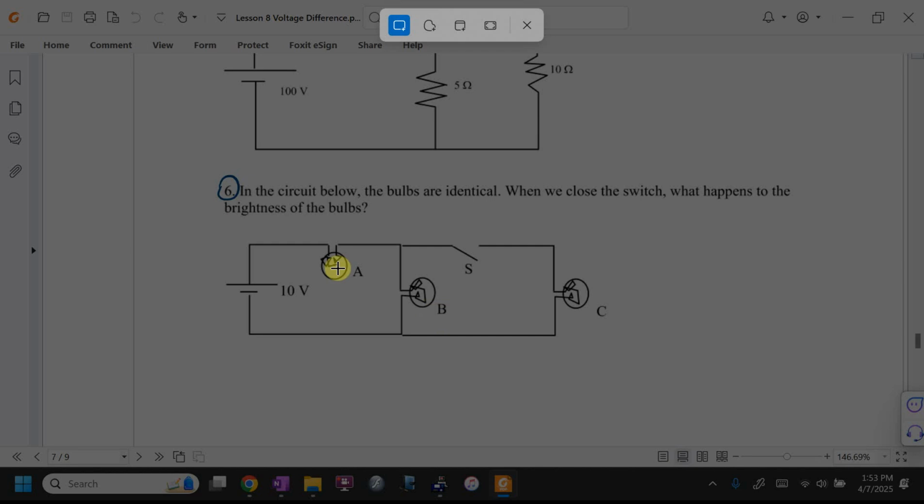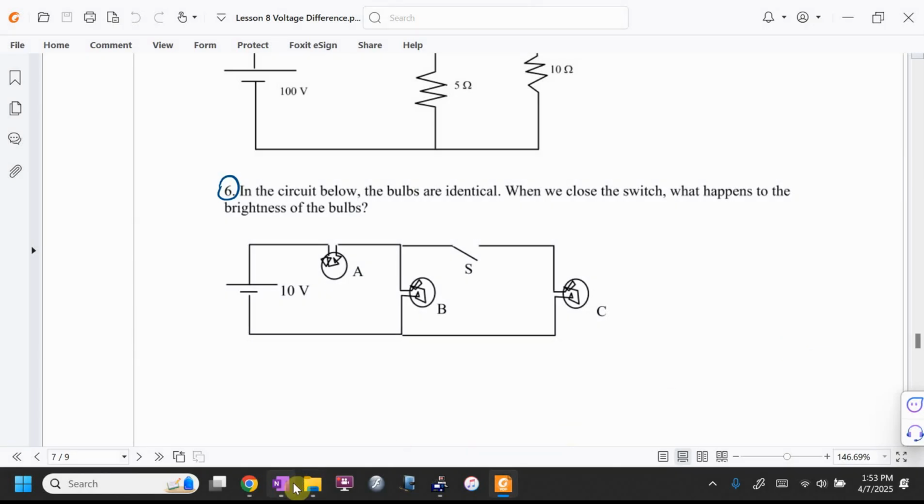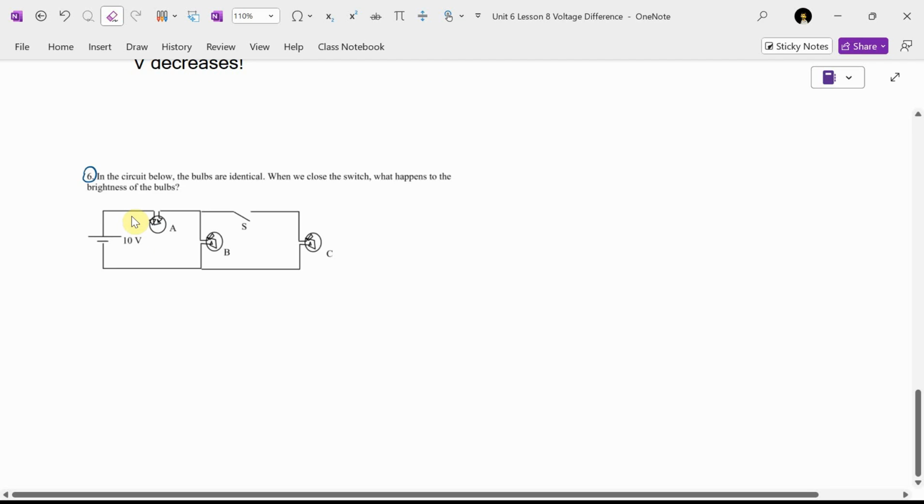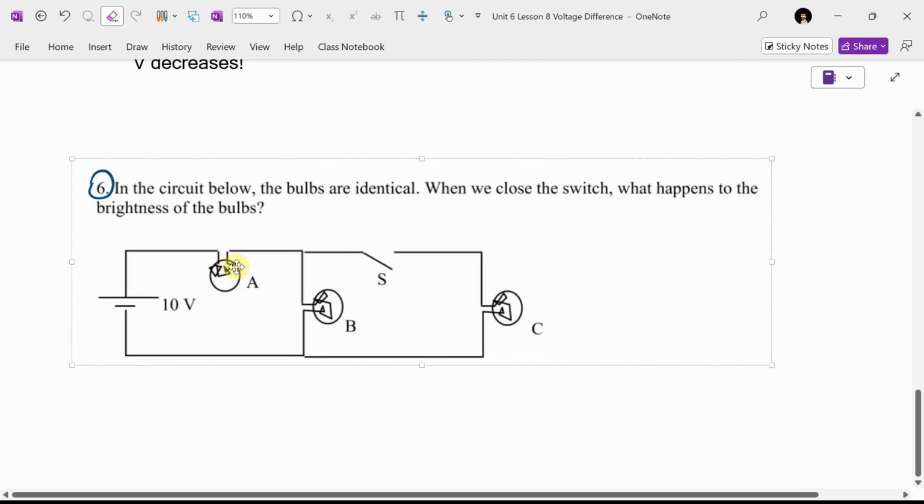And in fact, I think I kind of just answered number 6, didn't I? It says the bulbs are identical. So let's see if we can do this one intuitively without actually solving. You could always solve, make each one of these resistors like 2 amps, 2 amps, 2 amps.